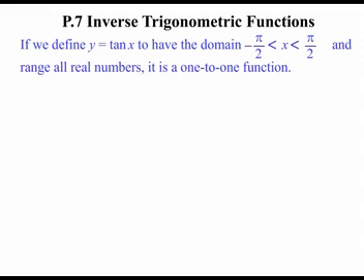Now we're going to deal with tan x and its inverse. We're going to limit the domain to negative pi over 2 to pi over 2. A little bit different than sine, where it was negative pi over 2 less than or equal to x, less than or equal to pi over 2. This is just less than. And the reason is tan is undefined at odd multiples of pi over 2. There's vertical asymptotes.